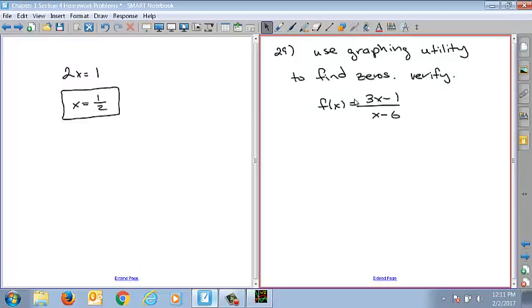Okay, it says use a graphing utility, find the zeros and verify. So let's verify doing it analytically. Again, we set the numerator equal to 0 for rational functions. Then we add 1 to both sides, and we divide by 3, and so we get x is 1/3, the x-intercept, one x-intercept. There's a vertical asymptote at x equals 6. The domain is all real numbers except x equals 6.